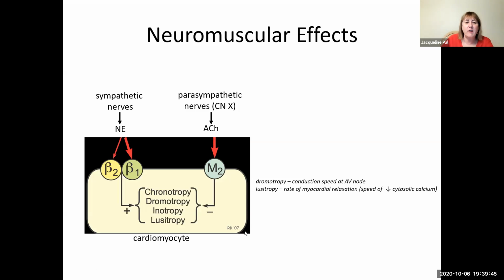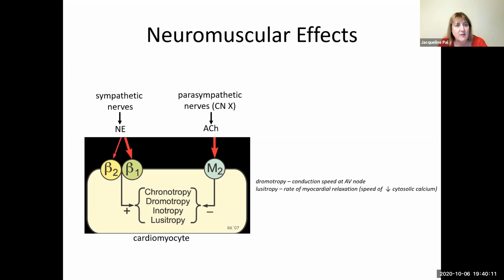What we've already learned about previously is the chronotropic effect, which has to do with timing, where a positive effect is a speeding up of the heart rate and a negative effect would be the slowing of a heart rate. And we've also learned about inotropic effects, where a positive inotropic effect would be a more forceful contraction and a negative effect would be a less forceful contraction.